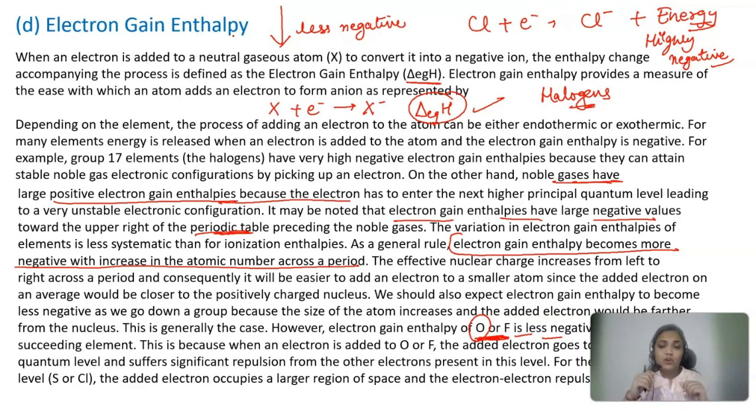So this question can also be asked if I am talking of halogens only: fluorine, chlorine, bromine, iodine. The electron gain enthalpy decreases or becomes less negative down the group. But here, between chlorine and fluorine, there will be an anomalous behavior. So chlorine will have the highest electron gain enthalpy, more than fluorine also.